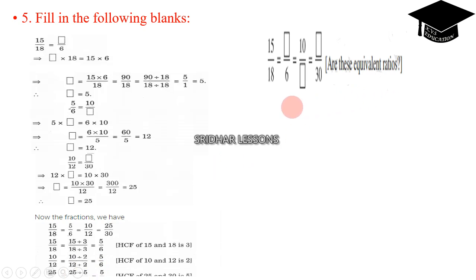Okay, so finally all these are all equal. All these fractions are equal. 15 by 18, 5 by 6, 10 by 12 and 25 by 30 are all equivalent ratios. Okay.